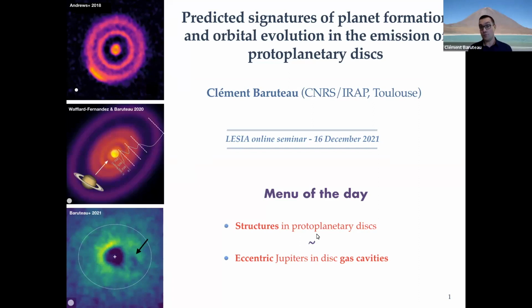And after this introduction, I would like to spend a little more time to tell you about a recent work that we have done about studying the observational signatures of eccentric Jupiters that form and finish their orbital journey in the gas cavity in a protoplanetary disk. So that's the plan for today. I have planned to talk for about 30 to 40 minutes, but if you have any questions on the way, it's definitely fine by me that you interrupt and ask any questions. So that's the plan for this afternoon.